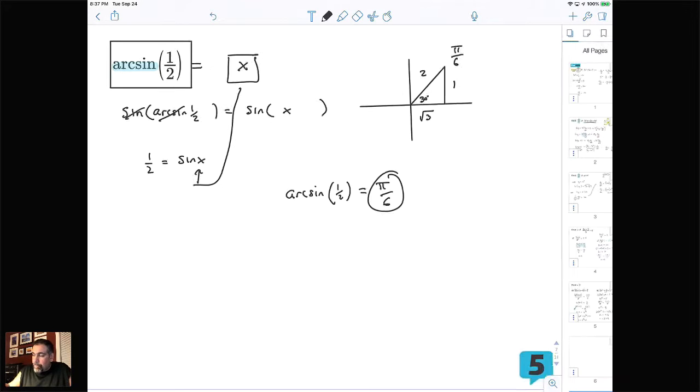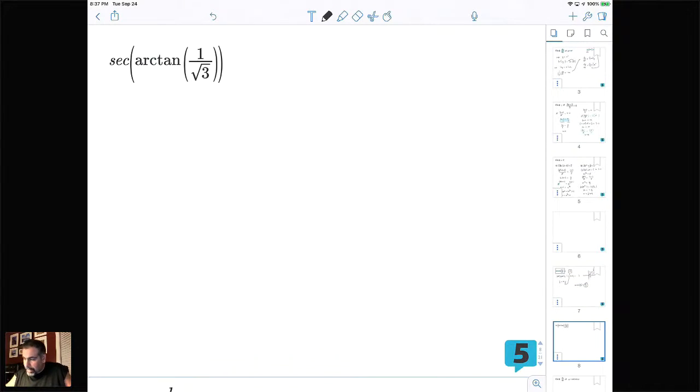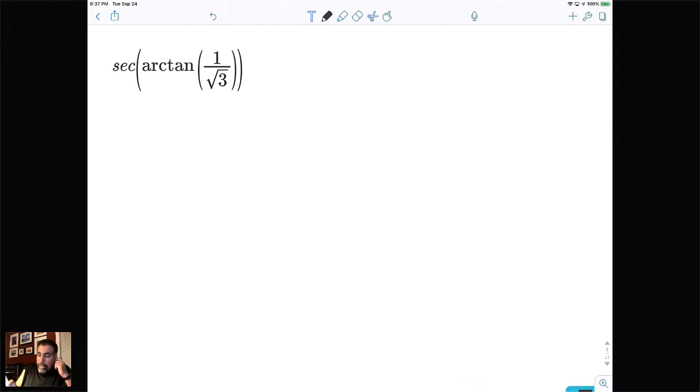So we'll look at one more pre-calculus example, then we're going to jump back to some calculus stuff. The next pre-calculus example I want to look at is this guy. And the first thing I want to do is convince my students this makes more sense than it looks like, because arctangent is an angle. Inverse trig functions are angles. So this is just asking me to take the secant of some angle.